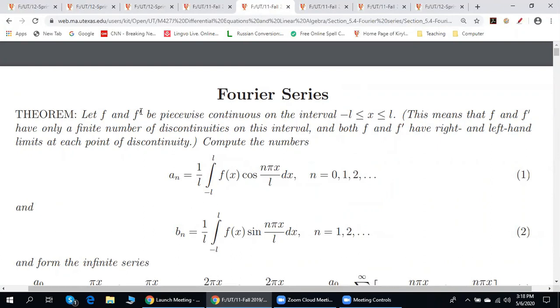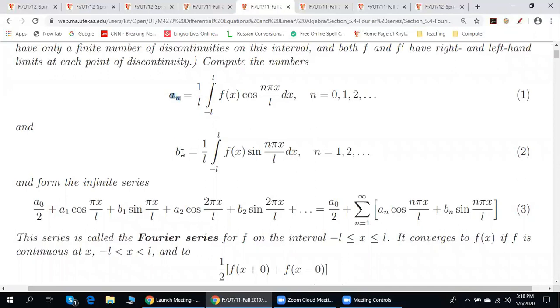Suppose f and f prime, prime means derivative, are piecewise continuous functions on this interval. Step 1. Find a nth and b nth using these formulas. Step 2. Write down this infinite series. Question: what is the relationship between this series and f of x?